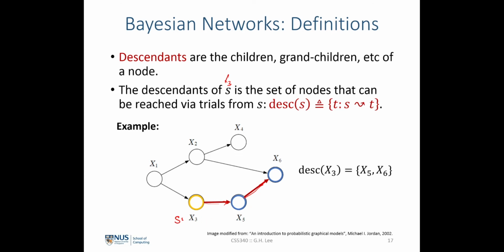We can see here, in this case, it's very simple. x5 is in the path, so x5 is one of the descendants of x3, as well as x6, and it terminates at x6. So in total, x5 and x6 are the descendants of x3, and we can see that this trail here doesn't reach x1, x2, or x4. Hence, x1, x2, and x4 are not descendants of x3.